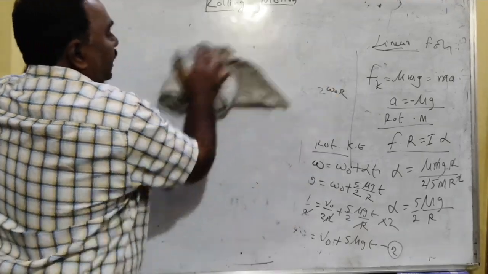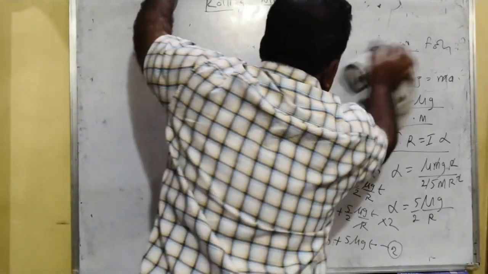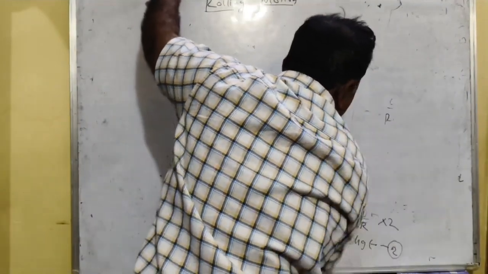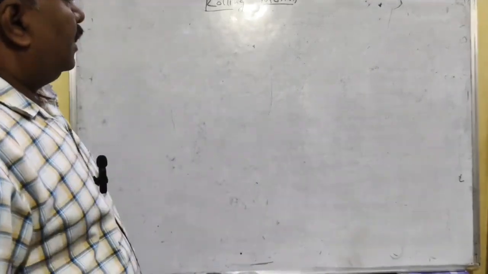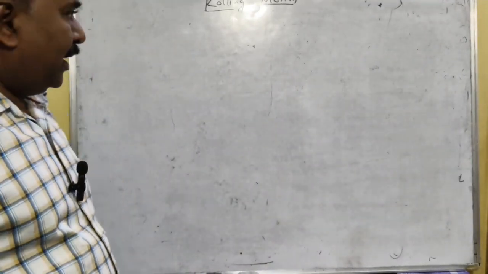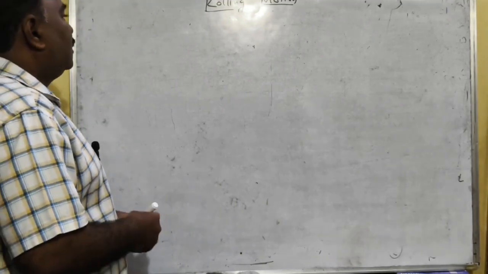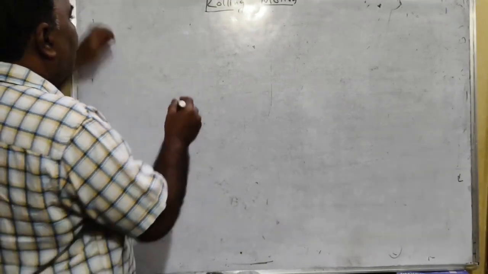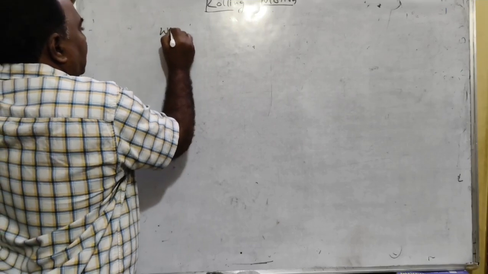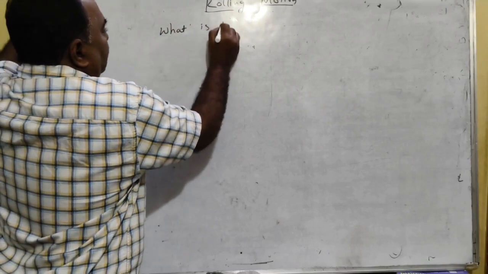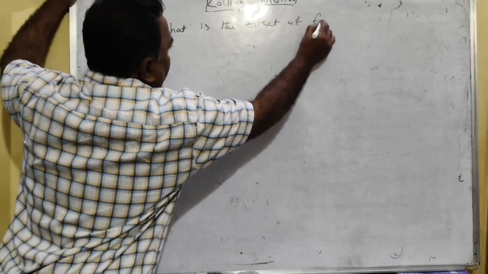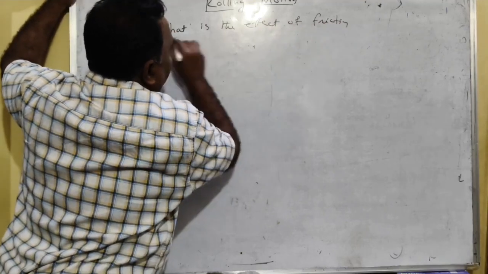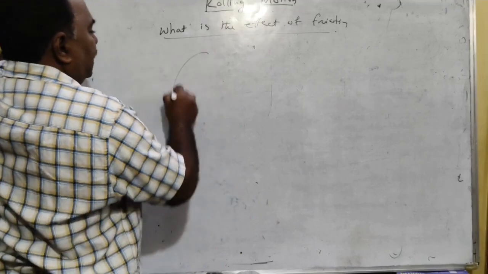So these types of questions are also asked in the case of rolling motion, regarding velocity, time, and acceleration. Sometimes acceleration is also asked with the effect of friction. So what is the effect of friction? How will the friction act in the case of a rolling body?